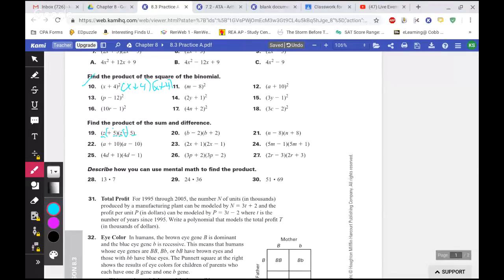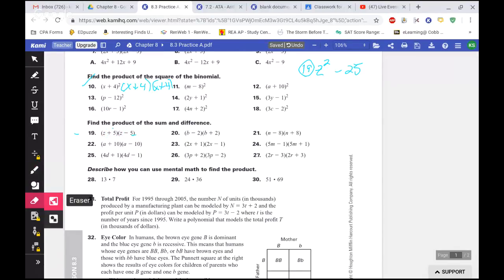So number 19, and because I've got such little space over here, Eli, I'm going to put 19 over here. The answer is going to be z squared minus 25. So basically you square the first term and you square the last term and you put a minus sign in the middle when it looks like this. And this is called the difference of two squares.